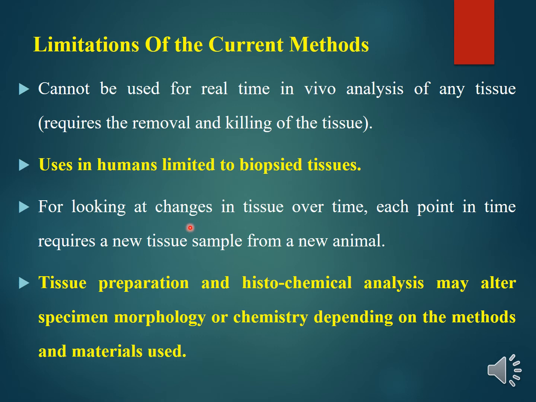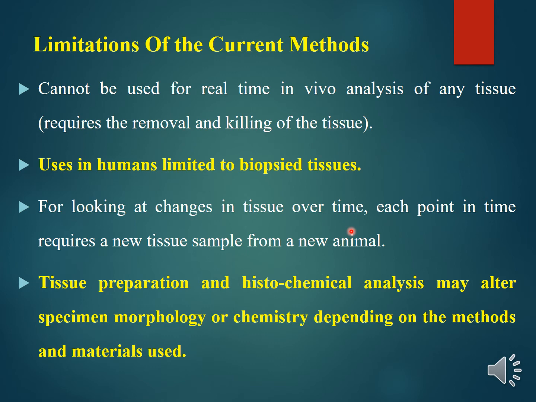For looking at changes in tissues over time, each point in time requires a new tissue sample from a new animal. That's why when you do an experiment, we have to take several animals, and we can follow the changes that occur in the tissue or the organelles of the cell or extracellular matrix by following these changes throughout the healing. If it was a healing process, for example, wound healing, we can follow the changes that occur during the healing of this tissue, but not in the same sample.